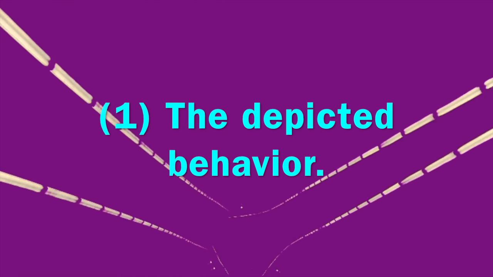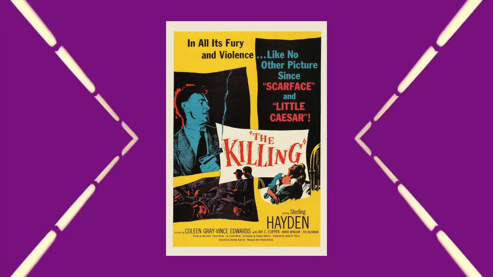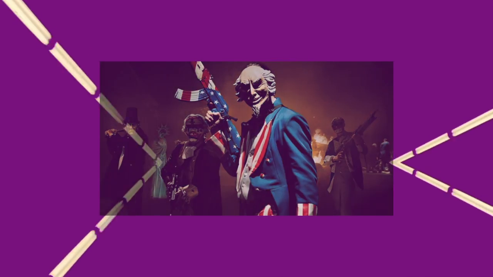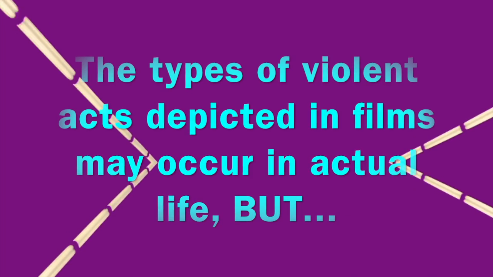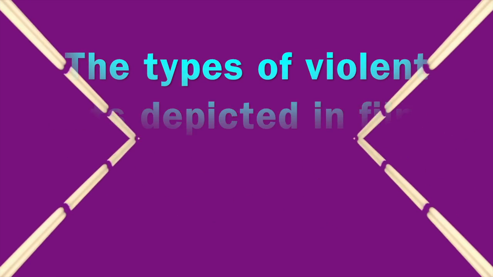First, the depicted behavior, the sorts of violent acts represented in films. Murder, war, torture, assault, etc. have been depicted in some manner throughout cinema's history. There have not been many changes here over the years. While some of the violent situations in films are unrealistic, or simply fantastical, it may be incorrect to say that the types of violent acts depicted in films tend to be more unrealistic than not.